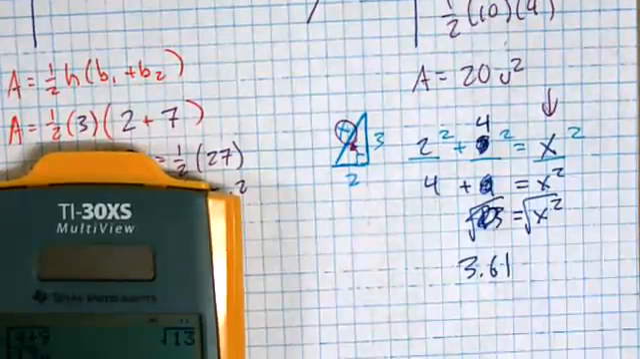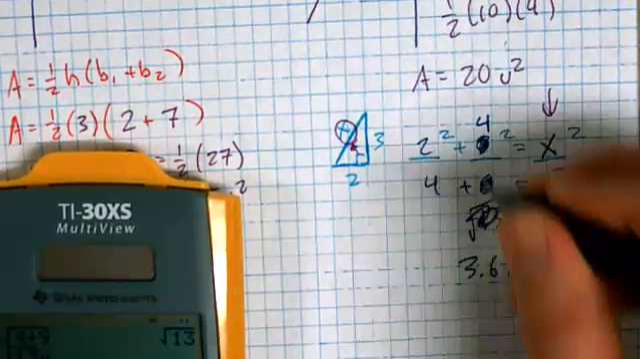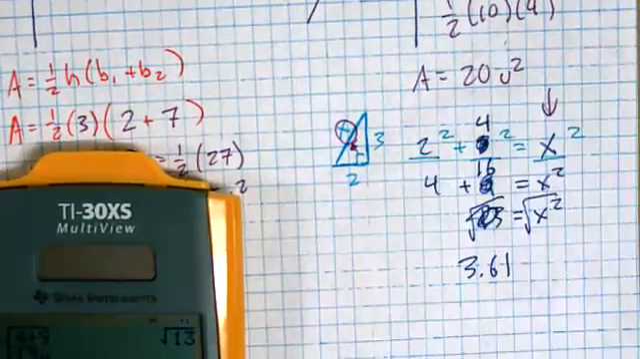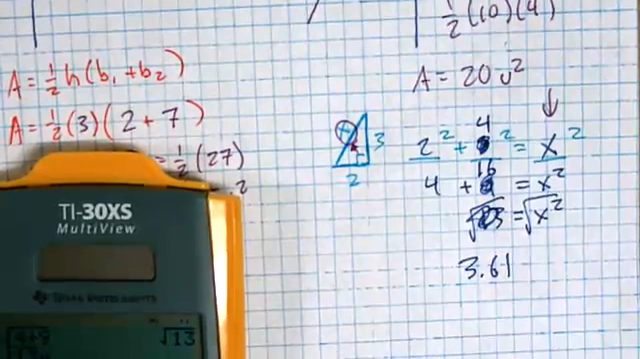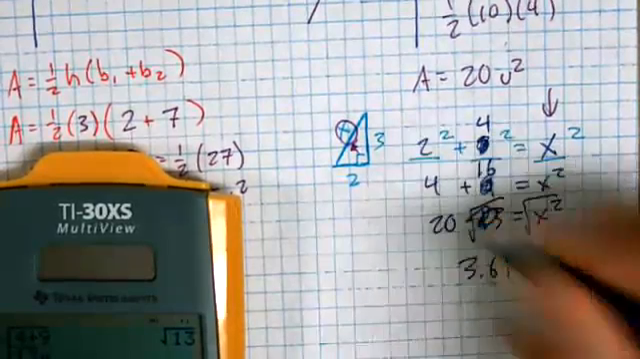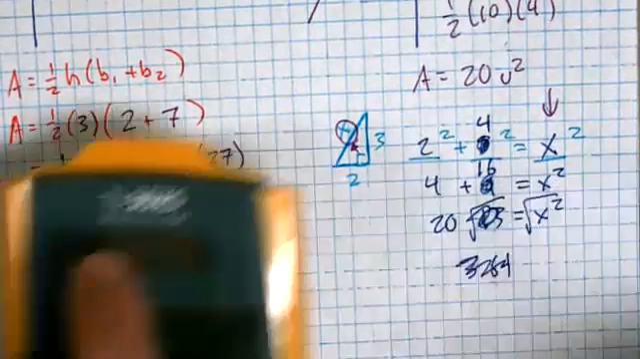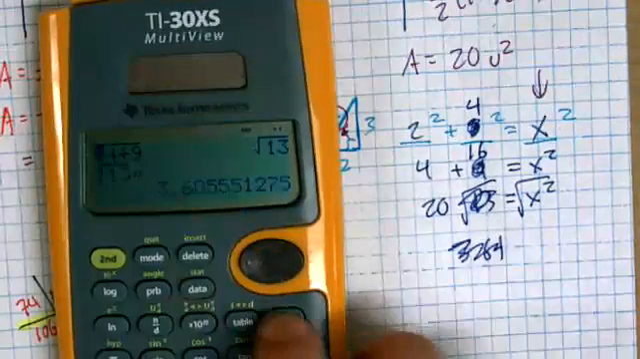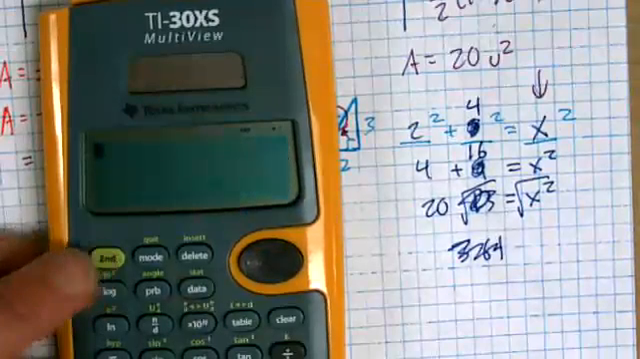So that's not 9. What should it be instead? 16. And 4 plus 16 is 20. So we're taking the square root of 20 this time. My apologies. Thank you for correcting me there.